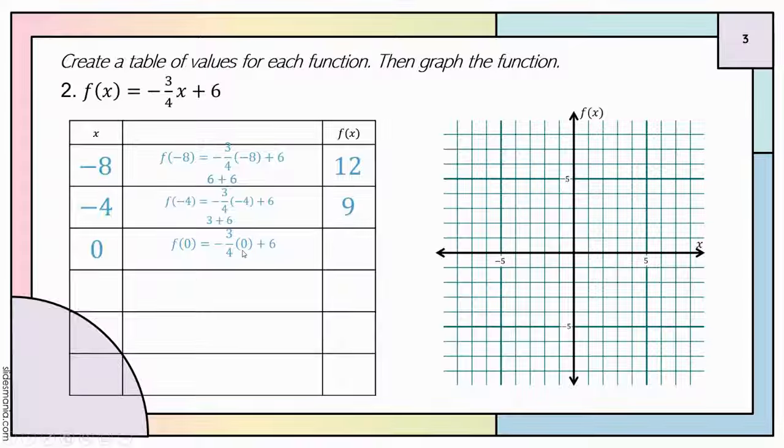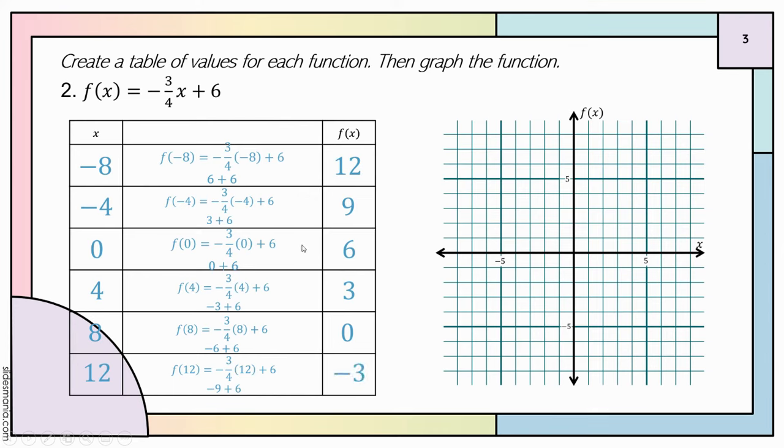F of 0, negative 3/4 times 0 would be 0. 0 plus 6 gives us 6. And then positive 4, negative 3/4 times positive 4 would be negative 3. Negative 3 add 6 gives us 3. And then I used 8. Negative 3/4 times 8 would give us negative 6. Negative 6 plus 6 gives us 0. And then lastly, 12. Negative 3/4 times 12 would be negative 9. Plus 6 gives us negative 3.